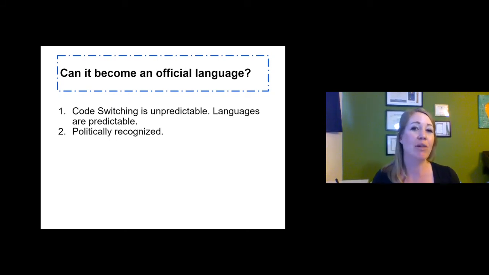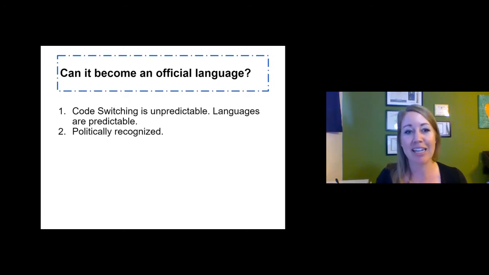The other thing for a language to be recognized as a language is it needs to be politically recognized. If you remember our history of English, English was not recognized as a language until the French left and we finally established a parliament and made it our official language. It had existed for hundreds of years before it got to be recognized as a language. It already existed, but it wasn't recognized. And it takes that political recognition.